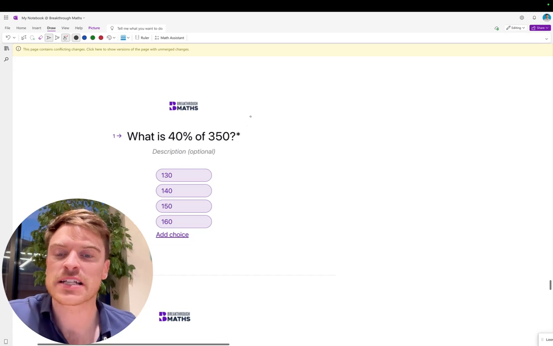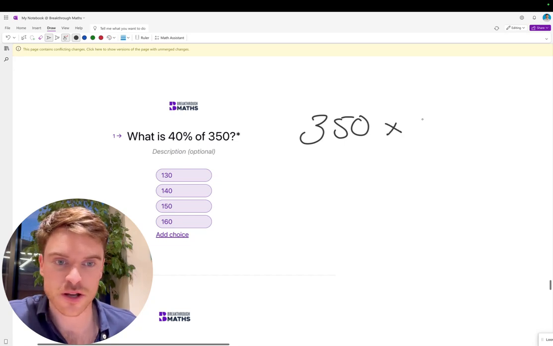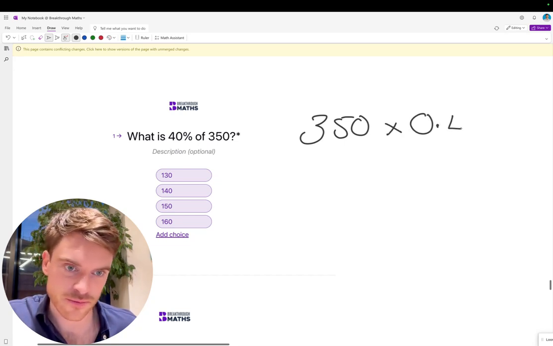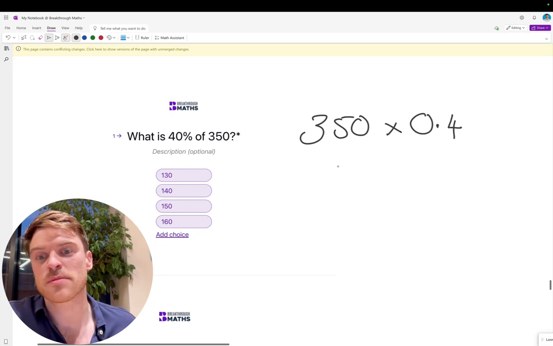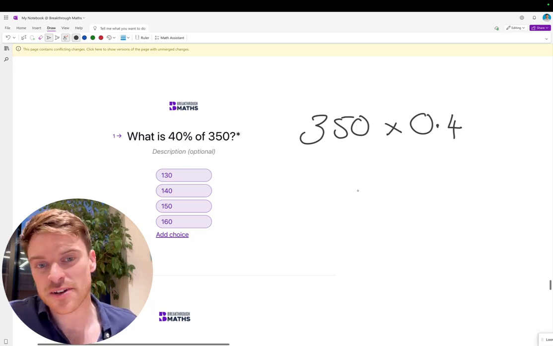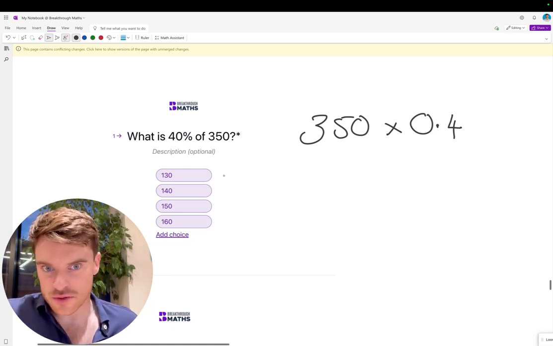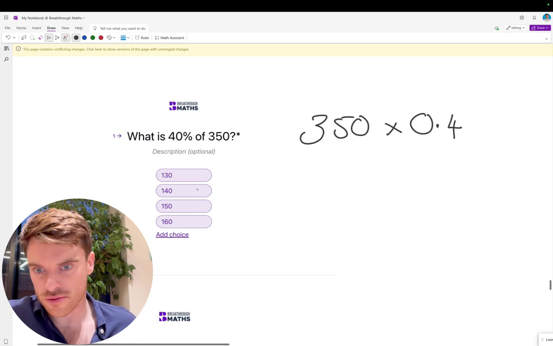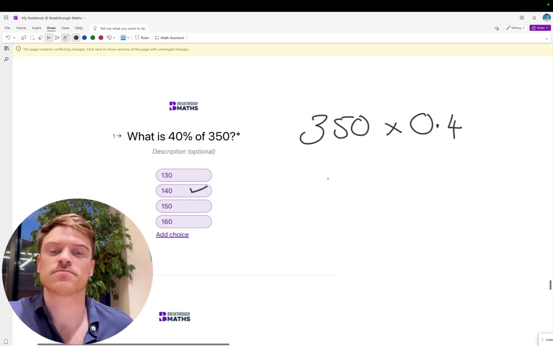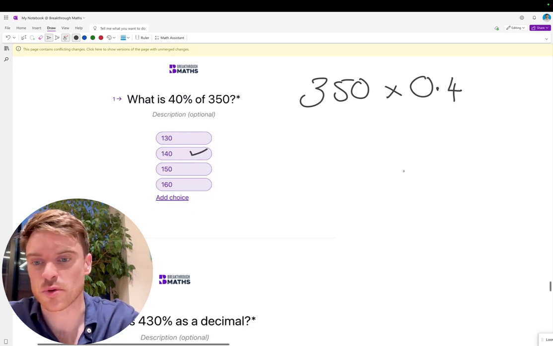What is 40% of 350? Look, I always go multiplying here, gang. 350 multiplied by 0.4 will work. You could also divide by 10 and multiply by 4. If you divide by 10, you're going to get 35. 4 times 35 is going to give me 140, gang. That's the answer. So you could also divide by 10 and multiply by 4, but this also works. A number of ways of doing it.